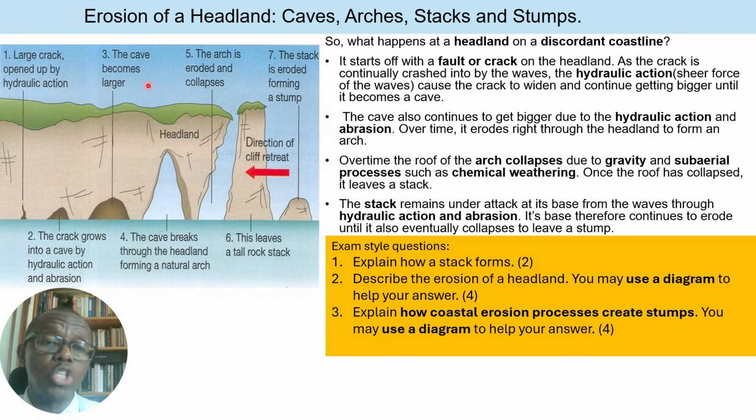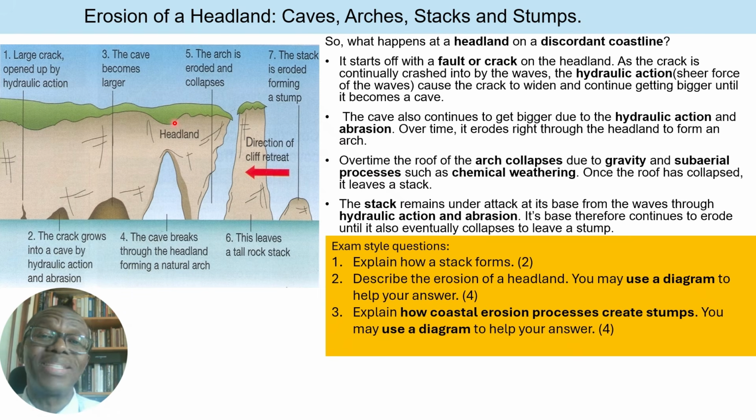On top of that, there will also likely be weathering processes, which are also referred to as subaerial processes. For example, you may have chemical weathering or biological weathering taking place on the top of this particular headland. If you have chemical weathering, for example, it's likely to weaken the roof of this particular headland.